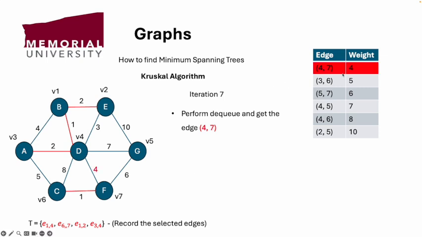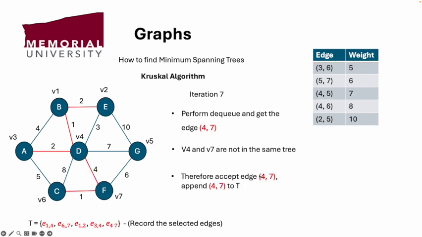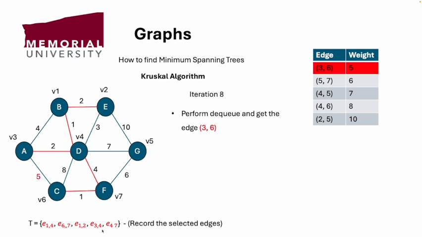Now we dequeue the edge 4 and 7. Are 4 and 7 in the same tree? No, they are not in the same tree. So we can accept edge 4 and 7 and insert it into the set T. Keep going.